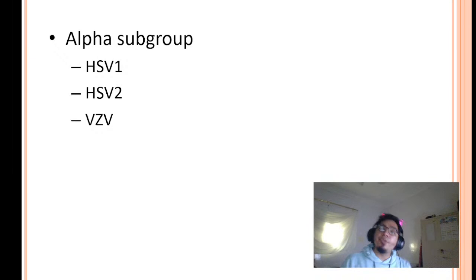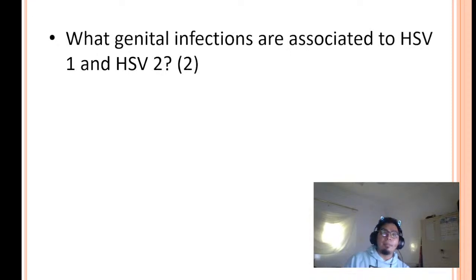Now, let's move on to genital infections. Herpes simplex, rather. Sorry, kanina pa ako ulit ng hepatitis. Ulit na ulit. Favorite kong hepatitis. Let's continue with herpes simplex. Herpes simplex affects which one? What are the genital infections?